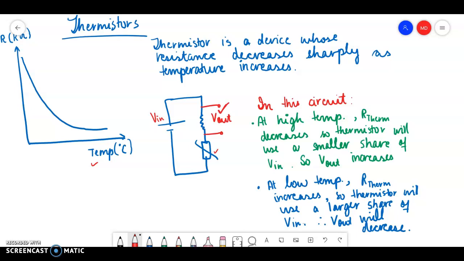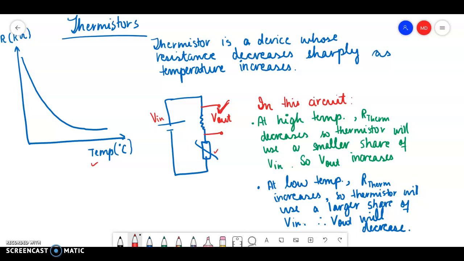So at a higher temperature, we can see from the graph that the resistance of the thermistor goes down. If the resistance of the thermistor is less at high temperature, the air conditioner, where we're getting the output, will get the highest share of the input supply, and hence the air conditioner will work.